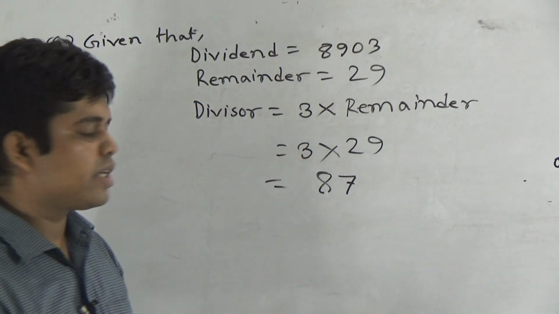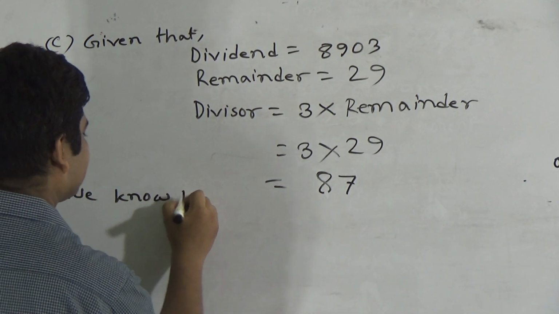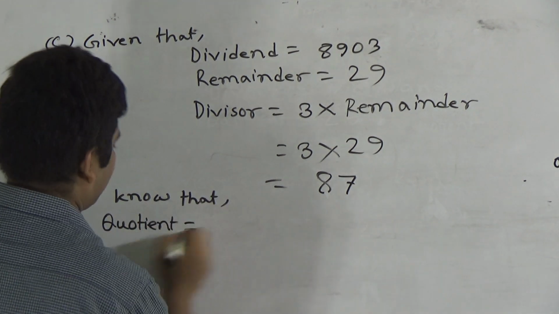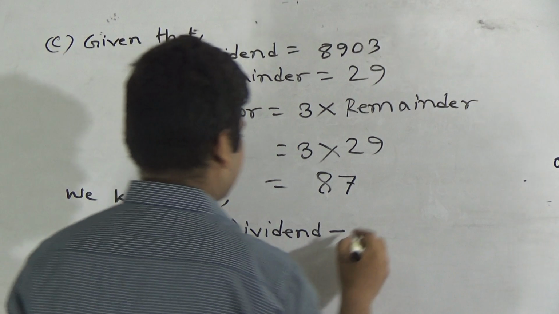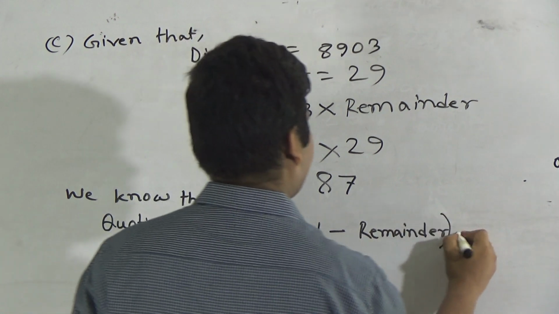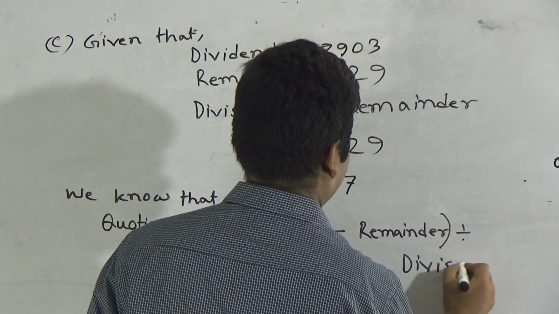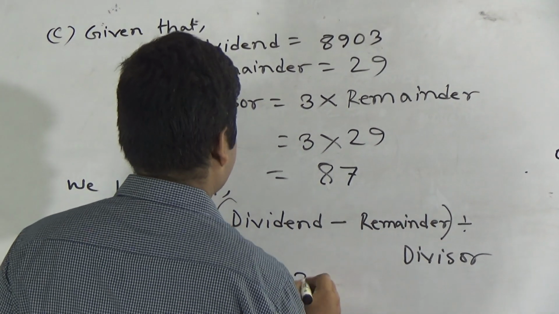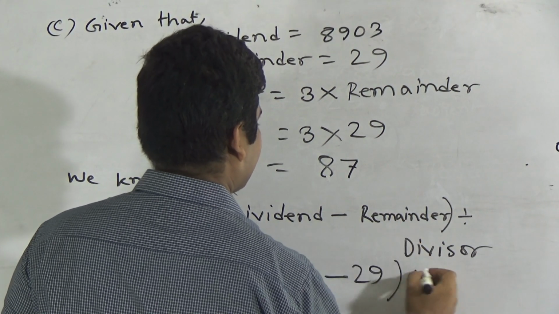Now we find out the quotient. We know the formula of quotient. What is the formula? Now we write. We know that quotient equal to dividend minus remainder, okay, divided by divisor. Okay, what is dividend? Dividend is 8903. Remainder is what? Remainder is 29. Okay, then divisor is again 87.